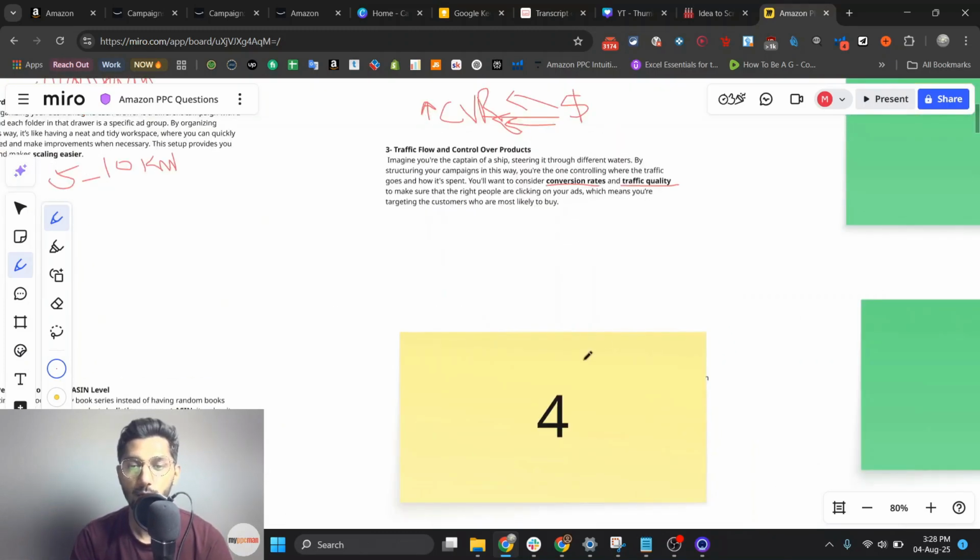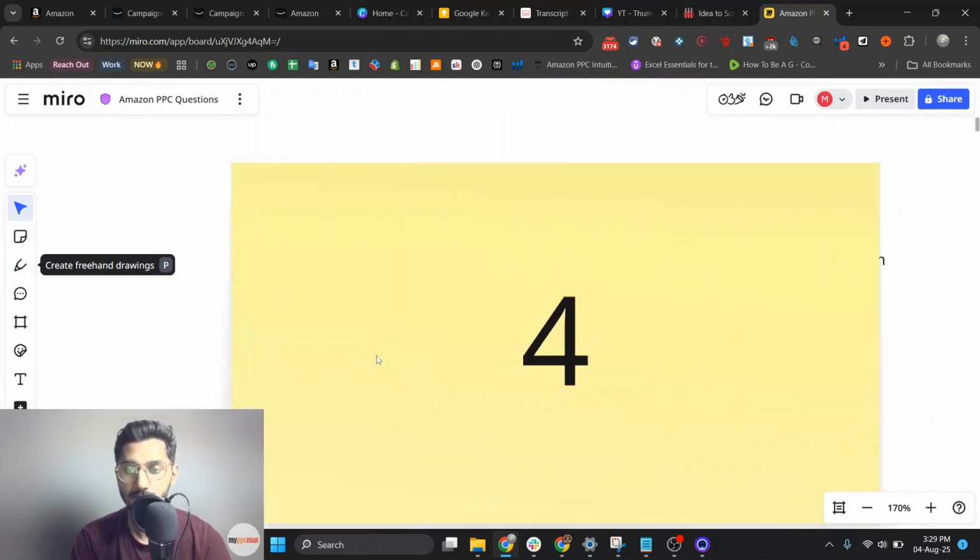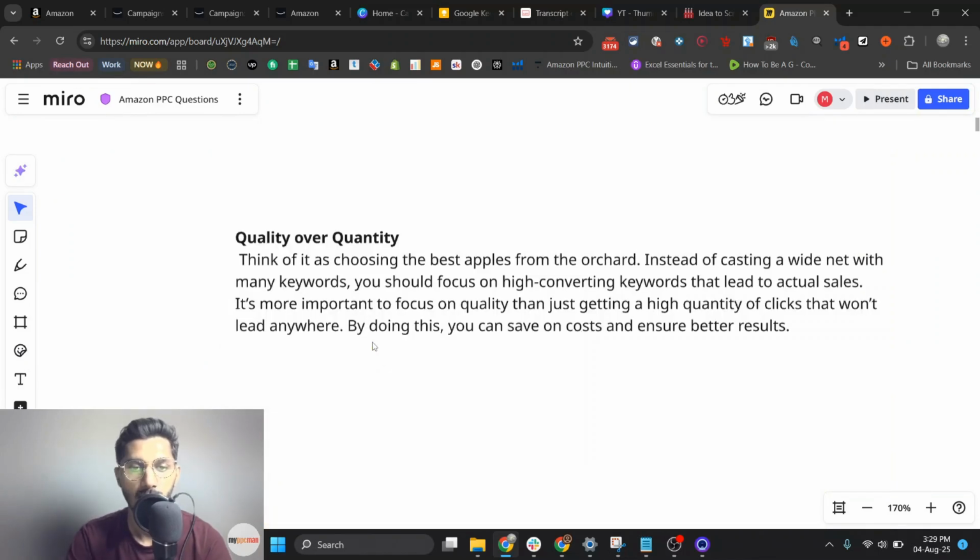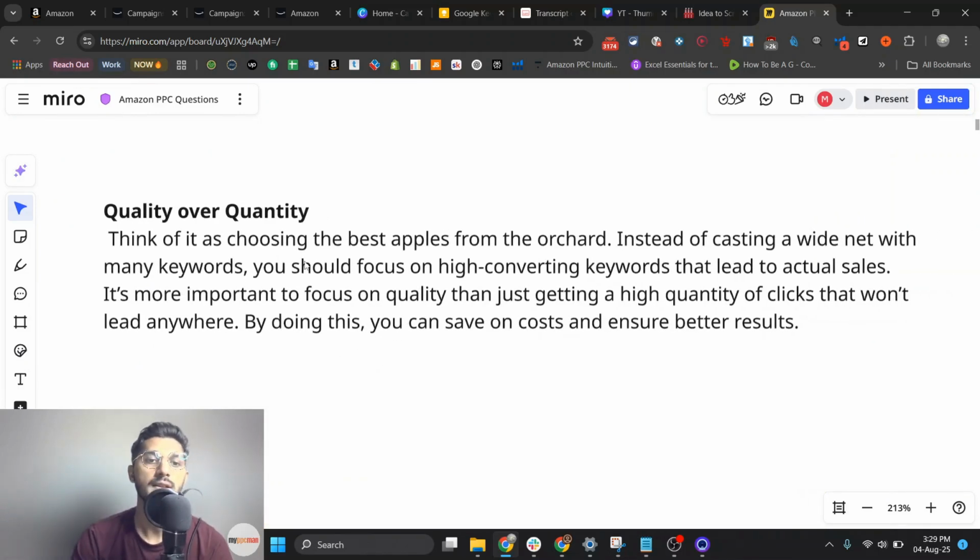And let's go over our fourth point: quality over quantity. Think of it as choosing the best apples from the orchard. Instead of casting a wide net with many keywords, you should focus on high converting keywords that lead to actual sales. It's more important to focus on quality than just getting a high quantity of clicks that won't lead anywhere. By doing this, you can save on cost and ensure better results.